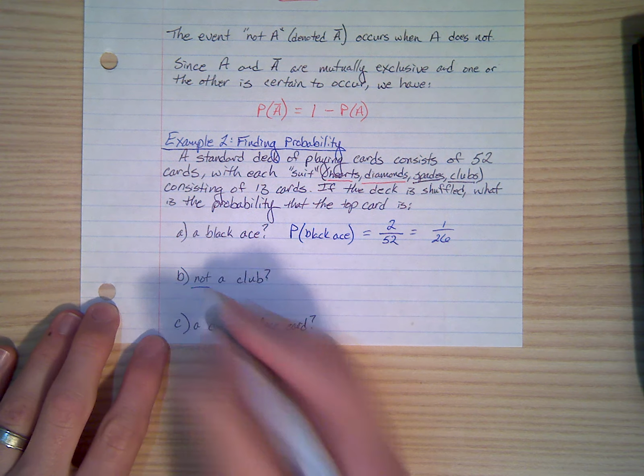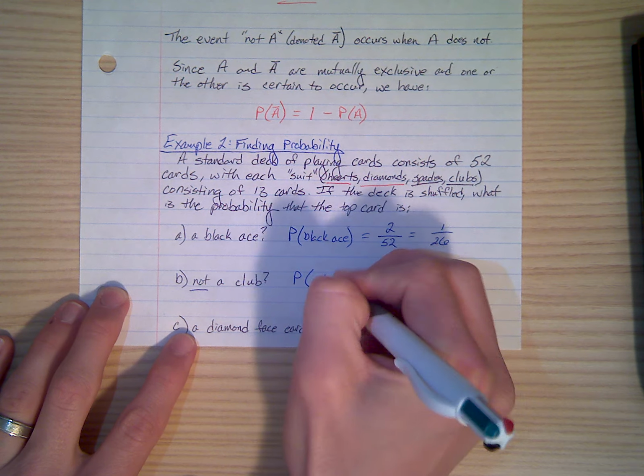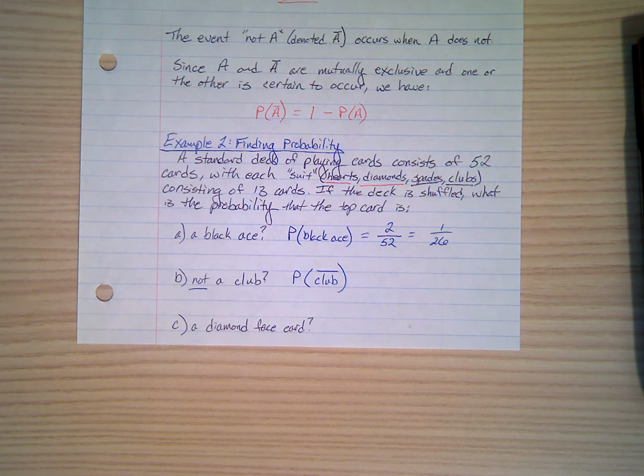Not a club. The probability that you draw not a club. So you could write something like that.